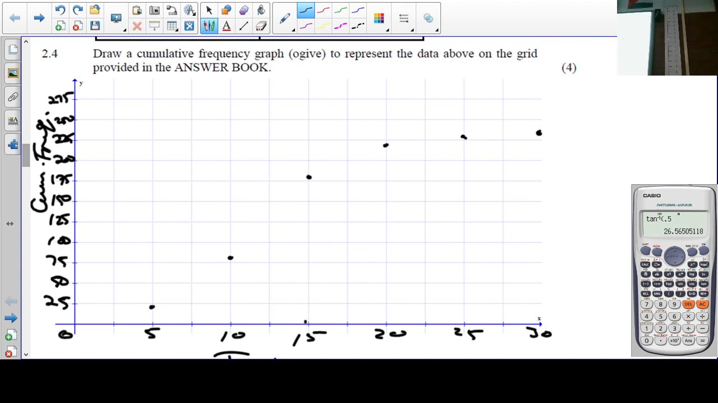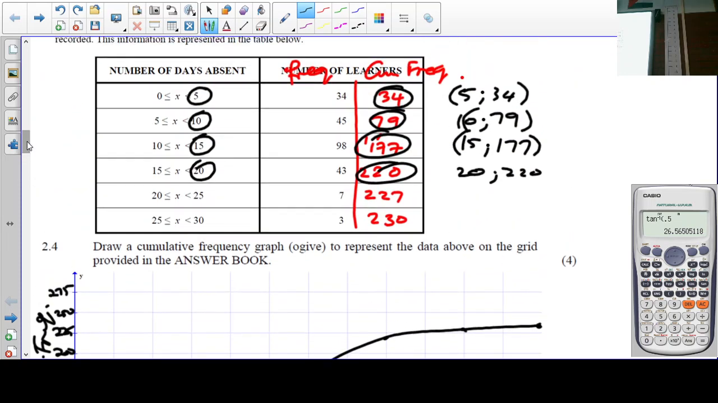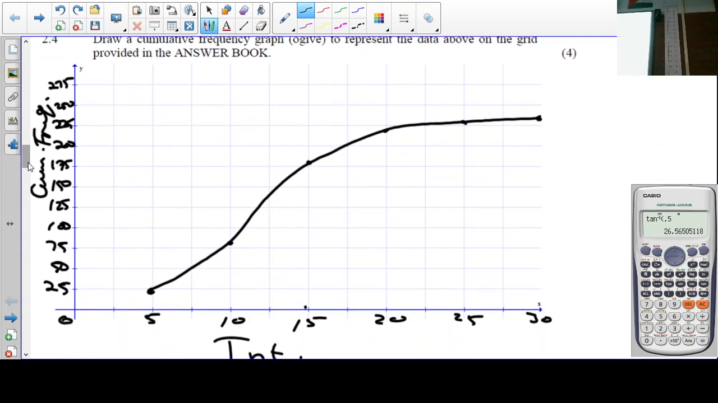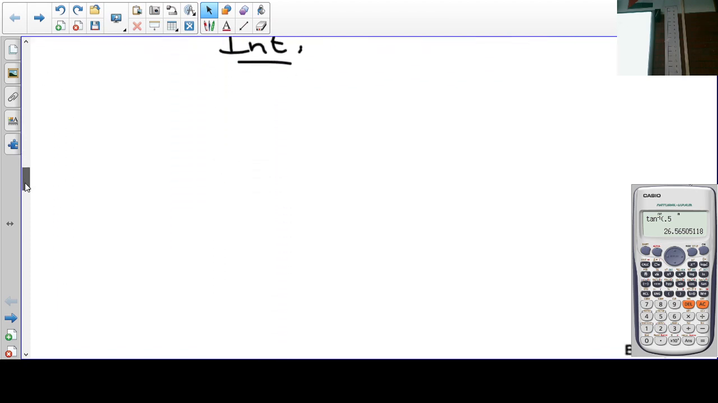So what we do now is we connect the dots with a smooth curve, freehand. We do that. Okay, it's going through there. So what we do is we now ground the graph to the starting value of the first interval, which is 0. Let's have it there, no? And that is your ogive graph, or your cumulative frequency polygon.